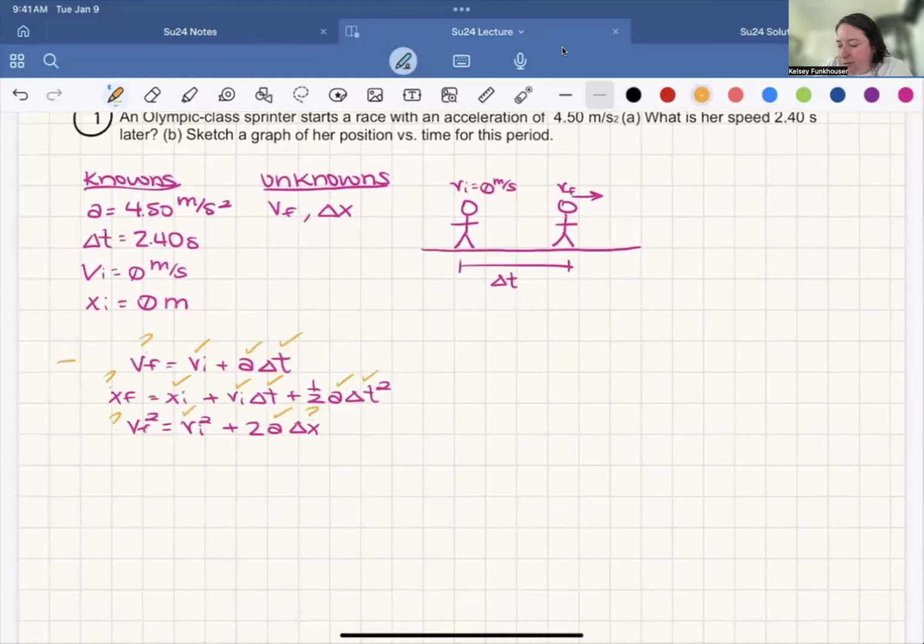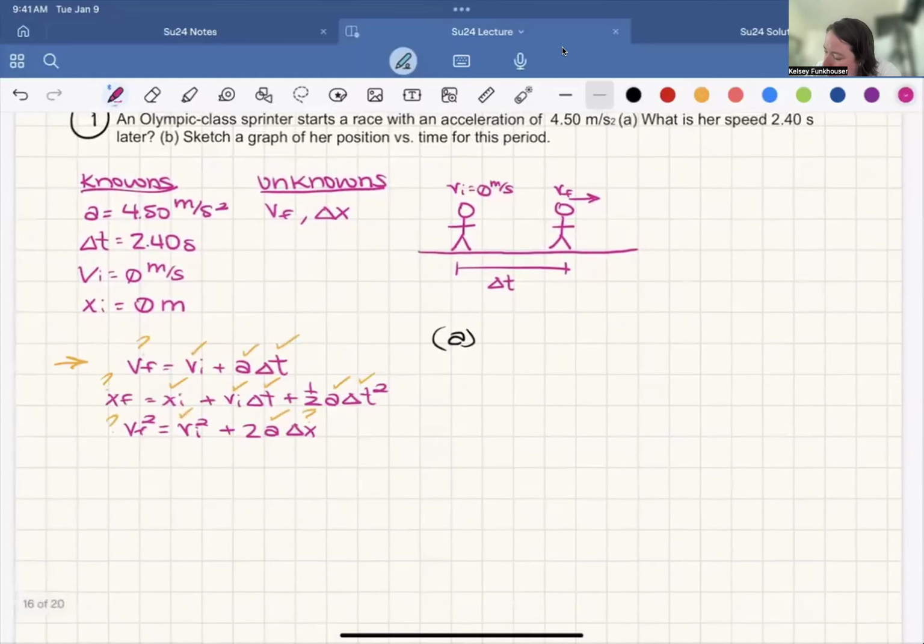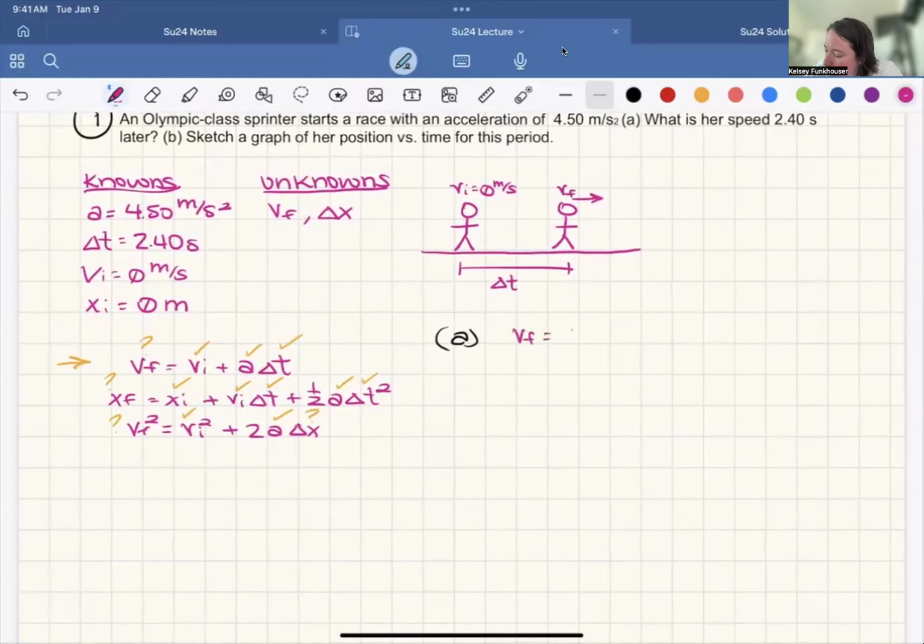So since part A asked for the velocity after 2.4 seconds, we should use that equation. So I will put that this is part A, and we are using V final equals V initial plus A delta T, or acceleration times the time interval. And our initial velocity is 0, so look at that, we get to cancel that out. So our equation's even easier. V final equals acceleration times the time interval.